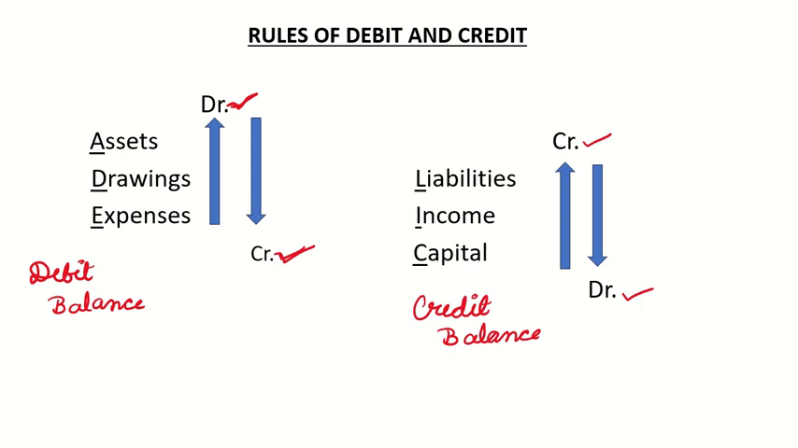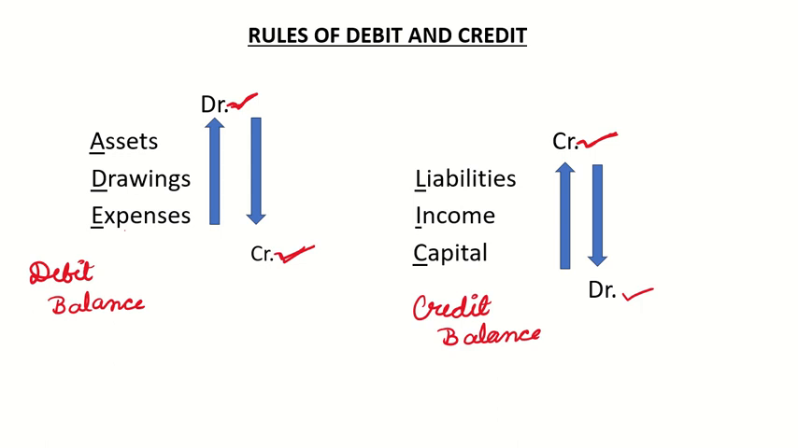Now let's see the example of liabilities. If you took a loan from a bank, your liability is increasing here. So to increase your liability, you are going to credit it. As simple as that.